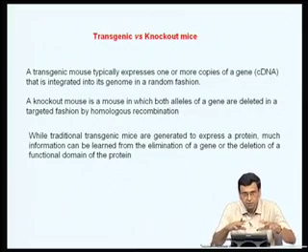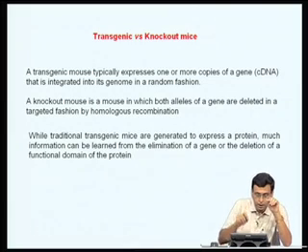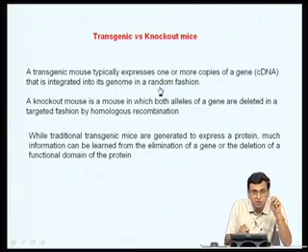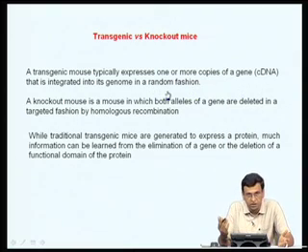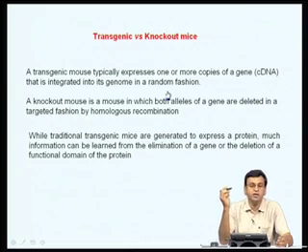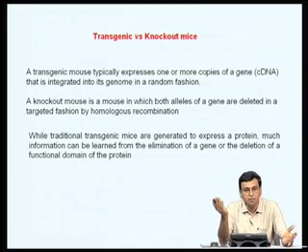So let us now spend some time to understand what is the main difference between a transgenic mouse and a knockout mouse. Now a transgenic mouse typically expresses one or more copies of a gene that is integrated into the genome in a random fashion. This is what we have shown, because when you inject a transgene into the fertilized egg of a mouse, it randomly integrates in a head to tail fashion anywhere in the mouse genome, so we have no control over it.